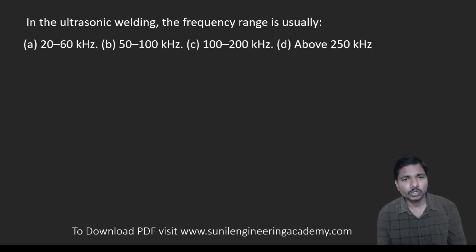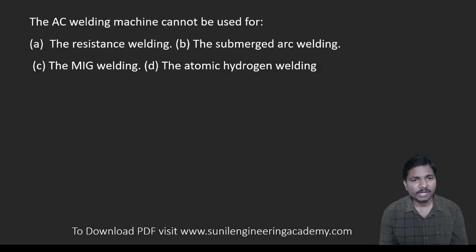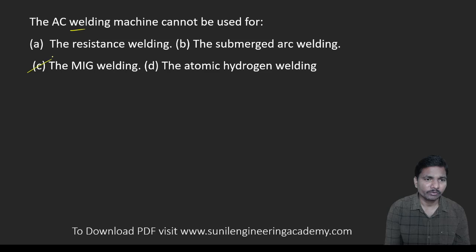In ultrasonic welding, ultrasonic means greater than 20 kilohertz. The frequency range should be dash. Greater than 20 kilohertz means 20 to 60 kilohertz. The AC welding machine cannot be used for dash. This AC welding machine cannot be used for MIG welding. Here we go with the DC type.